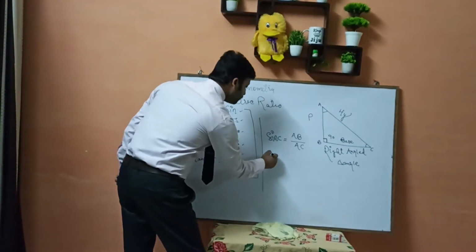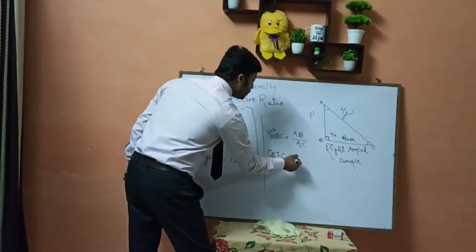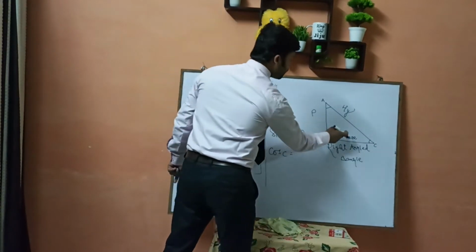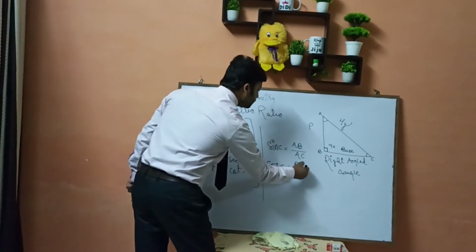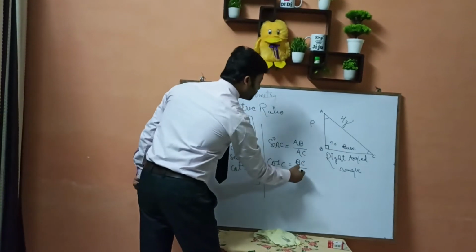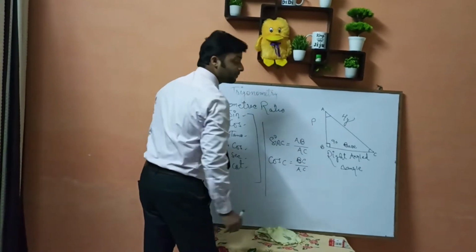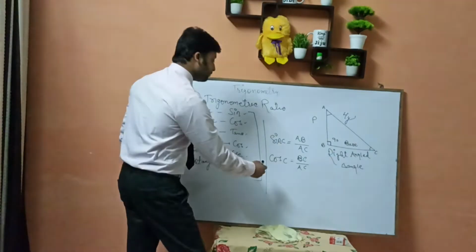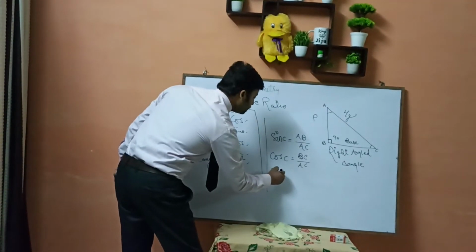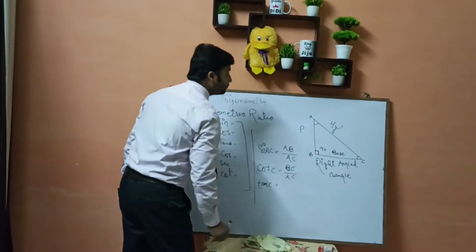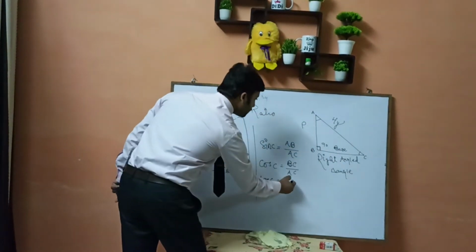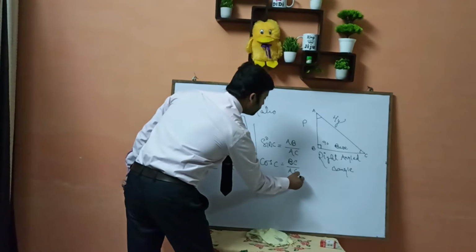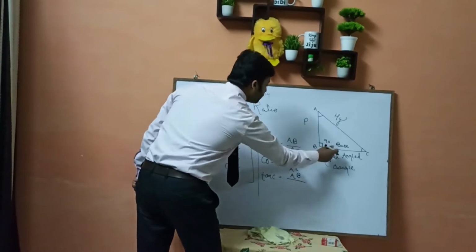Next one is cos C. Cos C will be equal to the base upon hypotenuse. So we have the base BC and the hypotenuse is AC. Next one is tan. So tan C will be equal to perpendicular upon base. What perpendicular do we have? We have perpendicular AB and the base we have is BC.